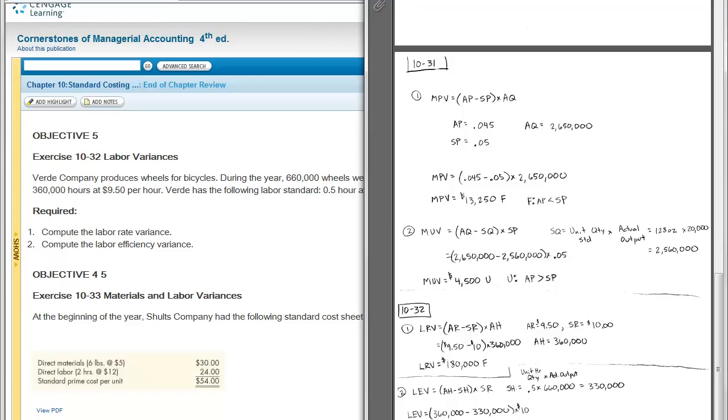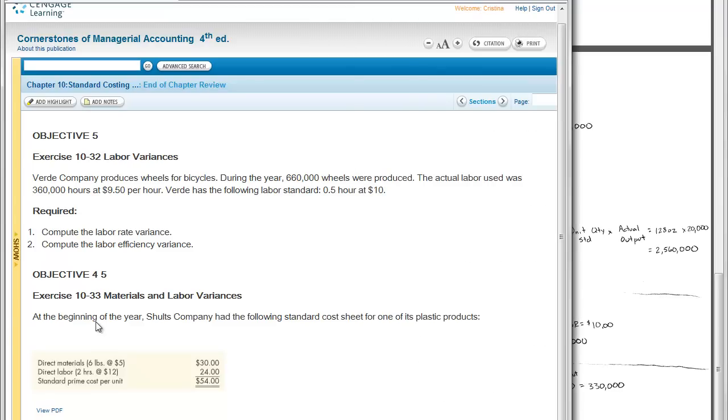And this is an unfavorable variance. Again, thinking back to the comparisons, for unfavorable, if the actual is greater than the standard, in this case 360 is greater than 330. So that is it. That takes us through exercise 10-32.